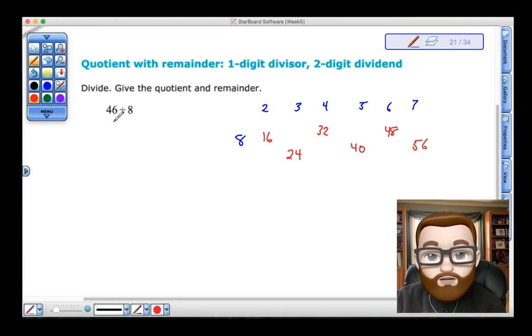So I'm looking to get as close to 46 as possible. And let me rewrite this down as going 8 into 46. And close to 46 without going over. 40, 48 I've gone over, so that won't work.